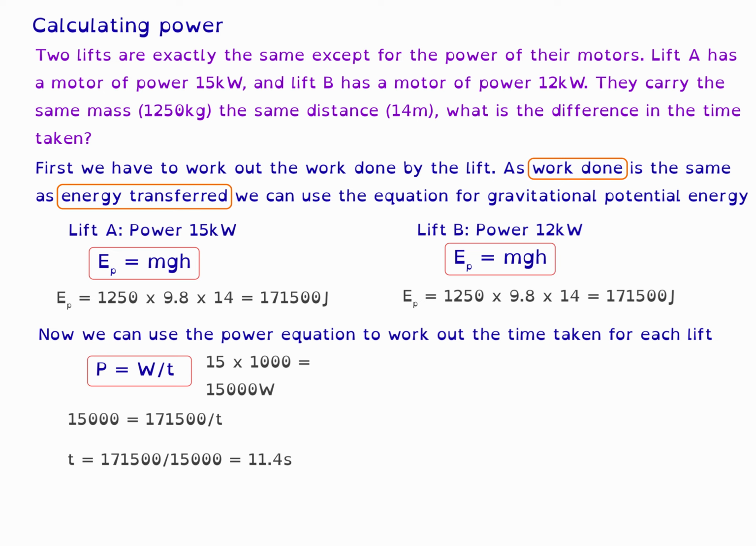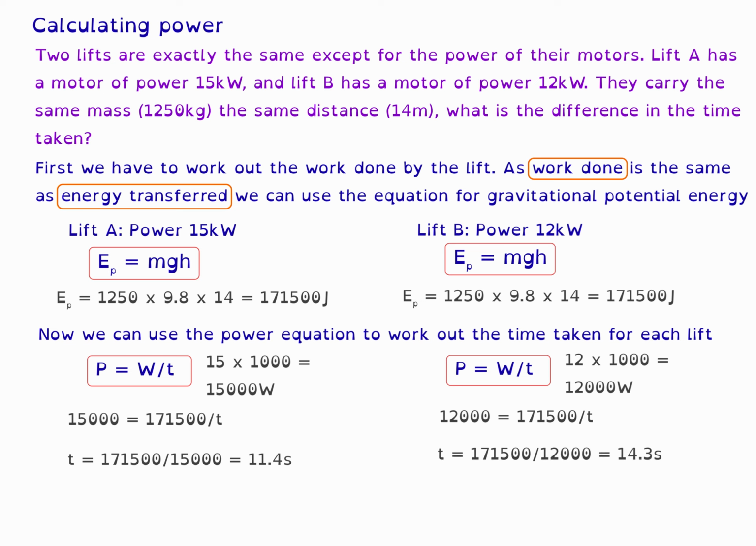For lift B, we do the same thing. We need to convert kilowatts into watts, so 12 times 1,000 gives us 12,000 watts. Substitute this into the equation, 12,000 equals 171,500 divided by T. Rearrange, calculate, and our time is 14.3 seconds.